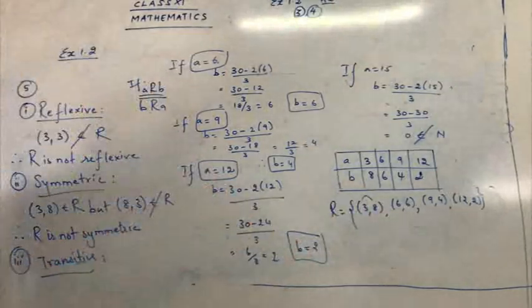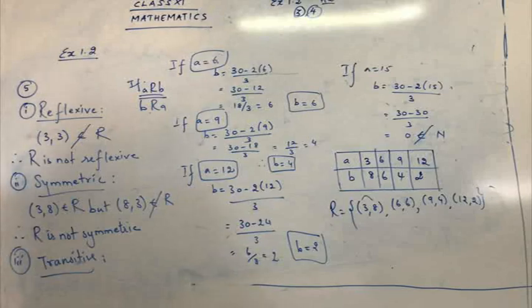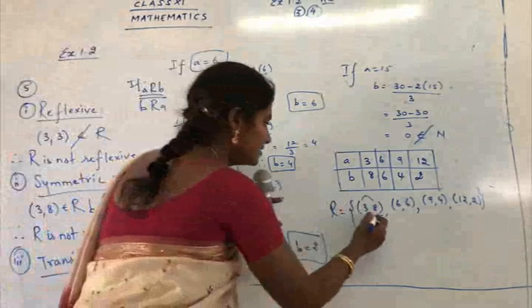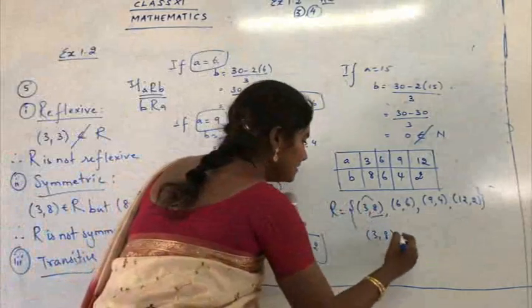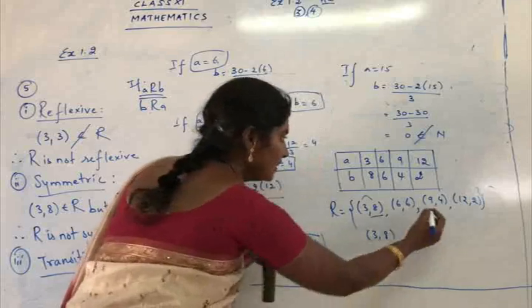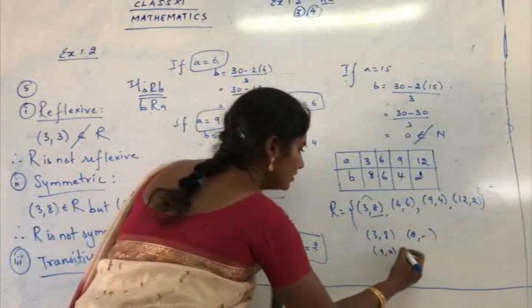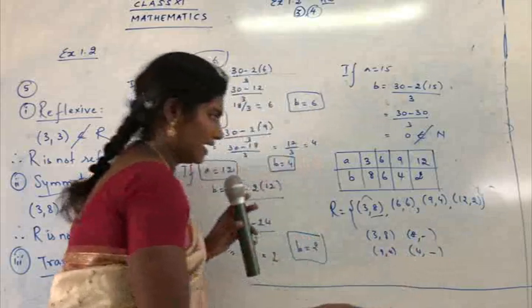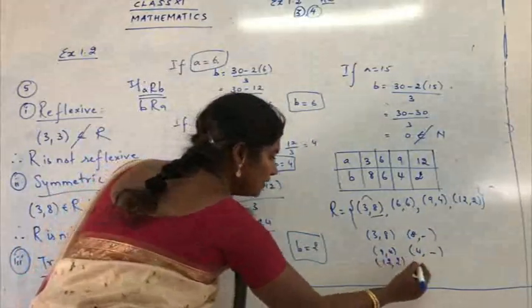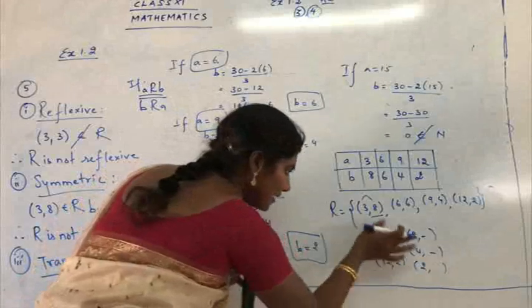So for transitive, now we are going to focus on 3 elements, yes. Suppose I am taking this relation and I take 3, 8, that means some pair should be present with 8, something should be there here. Similarly, if I take 9, 4, something should be present with 4. Similarly, if I take 12, 2, something should be with 2, something should be there.